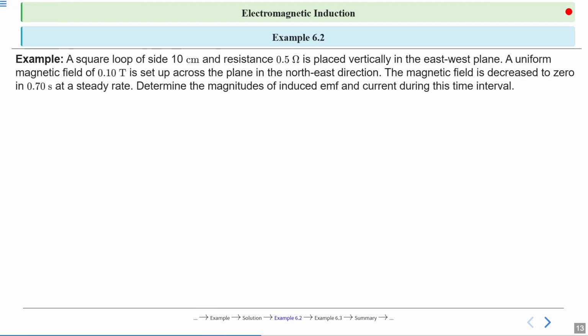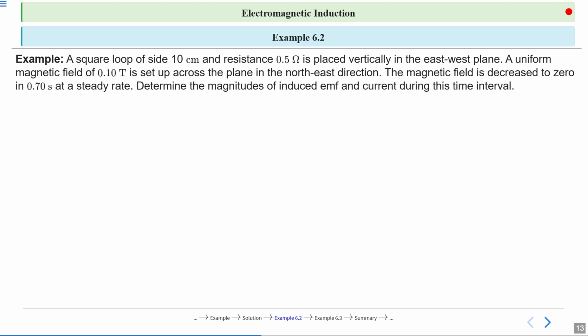Now in this example that we have done, we have multiplied the formula of EMF with N, but we have found out the magnetic flux of a single turn. We found the initial magnetic flux and final magnetic flux of a single turn. Later, when we calculated the net EMF produced in all turns, we multiplied it with the number of turns. In example 6.3, we are going to do it in a different way, and then I will explain it.